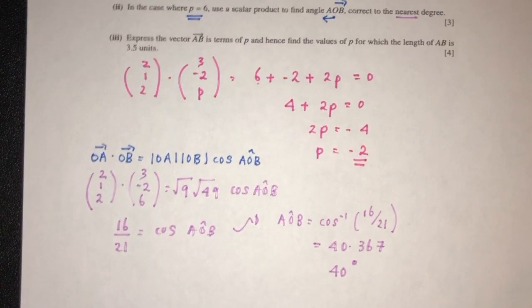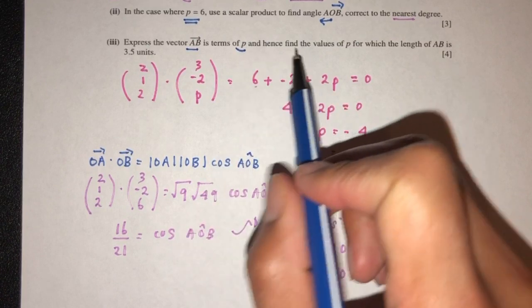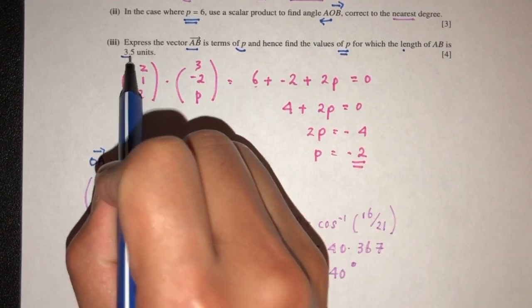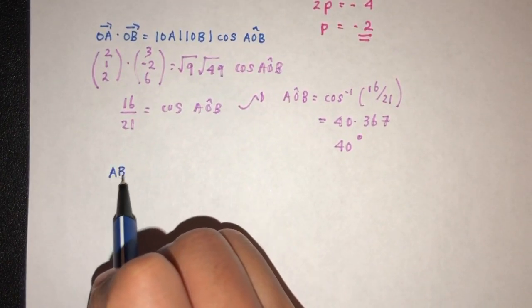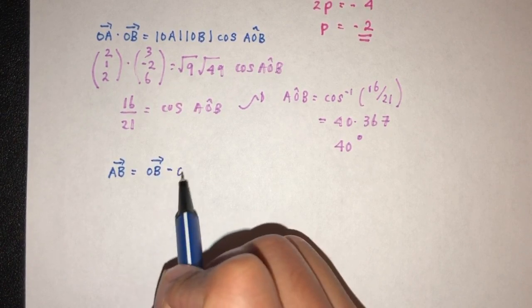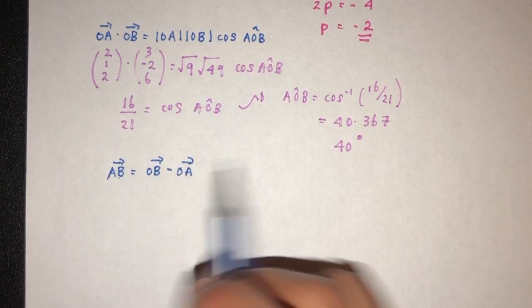Now for part 3, express the vector AB in terms of p and hence find the values of p for which the length of AB is 3.5. So pretty easy. First we have to find AB. As we know by definition, AB has to be OB minus OA. It's always going to be the second one first and then minus the other one.